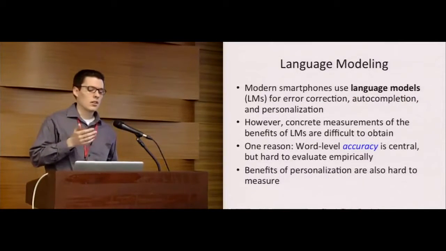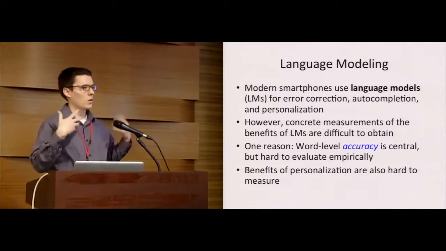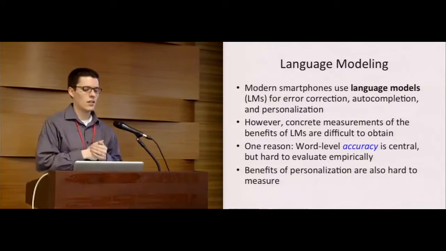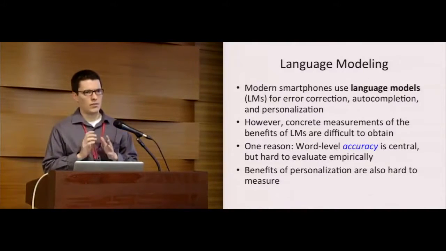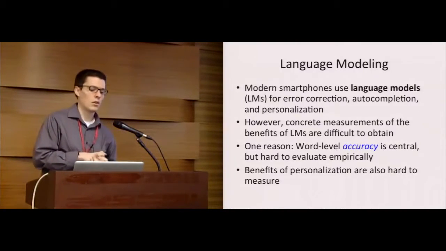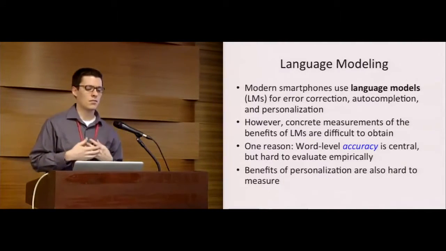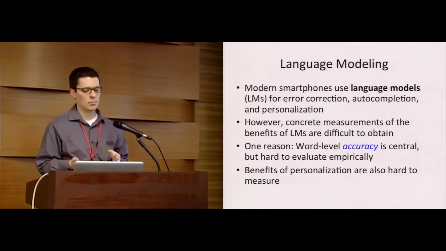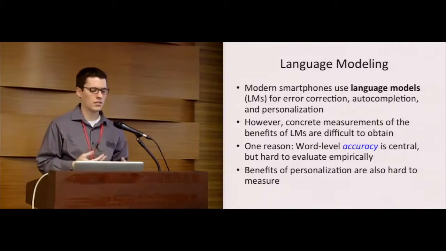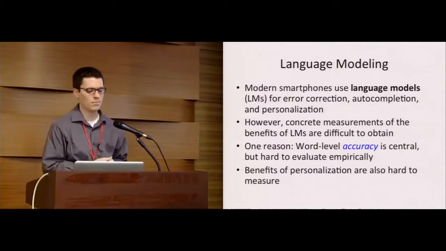For those of you who don't know, a language model is just a way of modeling how words and letters go together. I would venture to guess that every modern smartphone uses a language model, and they're used for a variety of reasons. So for error correction, for auto-completion, and for personalizing the phone to a single individual.